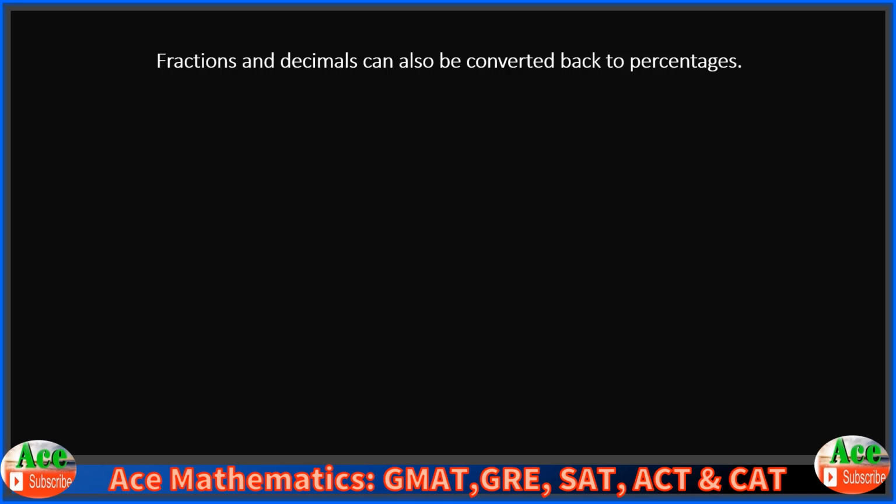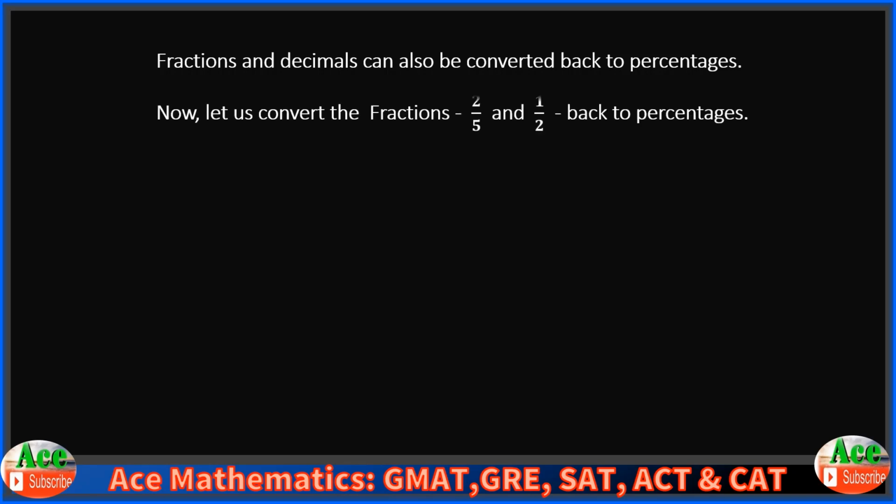Fractions and decimals can also be converted back to percentages. To convert fractions and decimals back to percentages, you need to just multiply them by 100. Now, let us convert the fractions, 2/5 and half, back to percentages. 2 upon 5 multiplied by 100 equals 40%. Half multiplied by 100 equals 50%.